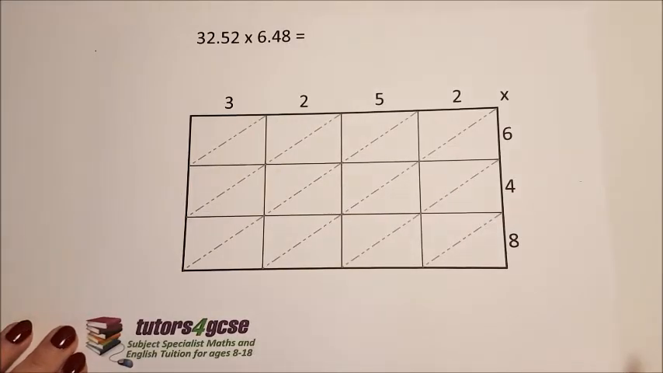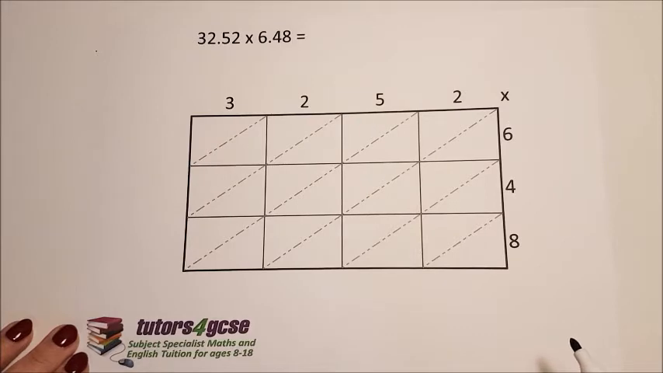Hi. So we're going today to have a look at how to use the lattice method for long multiplication when we have decimal numbers. So we're going to start with 32.52 and we're multiplying by 6.48.